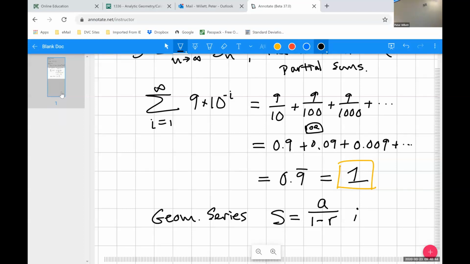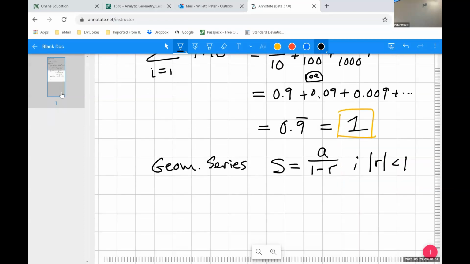There we go. So this is true when the absolute value of r of your geometric series is less than 1. And you have this formula as a result. So let's say when.